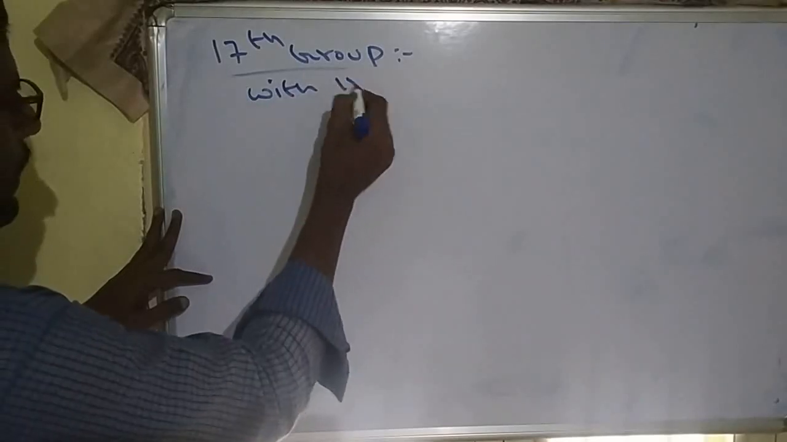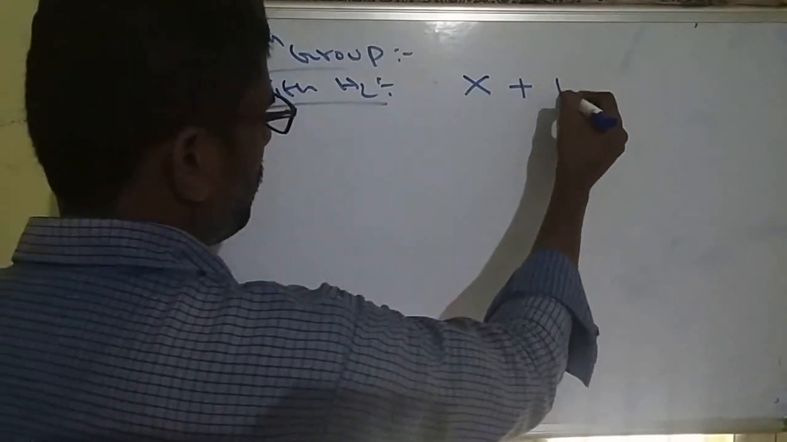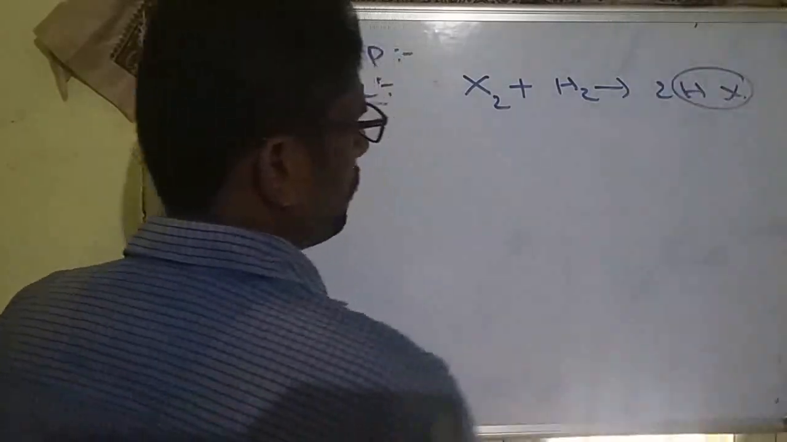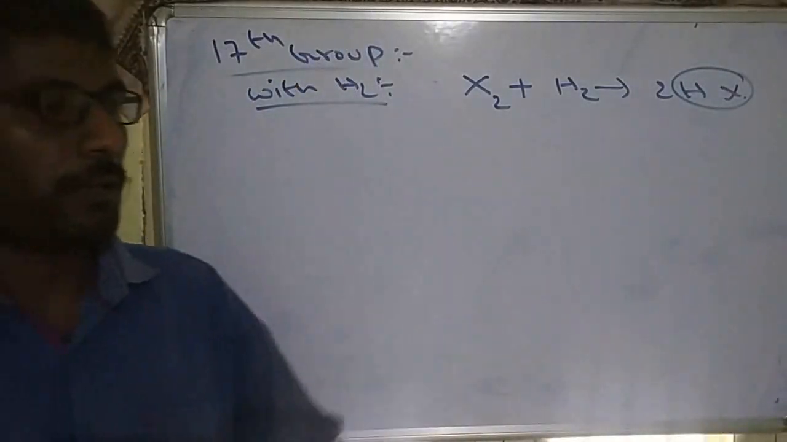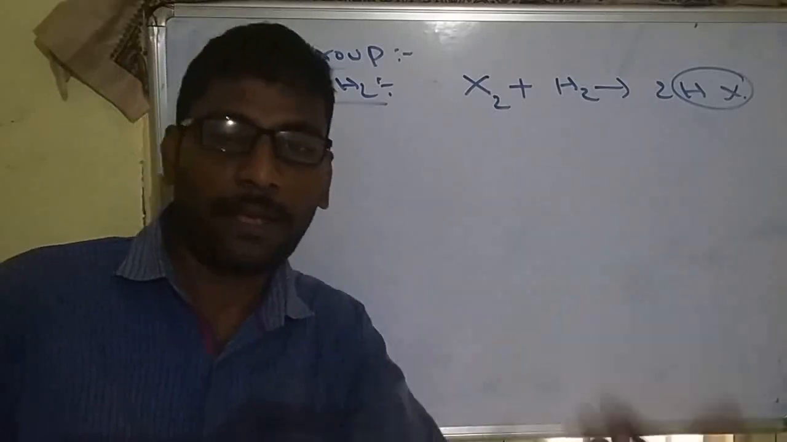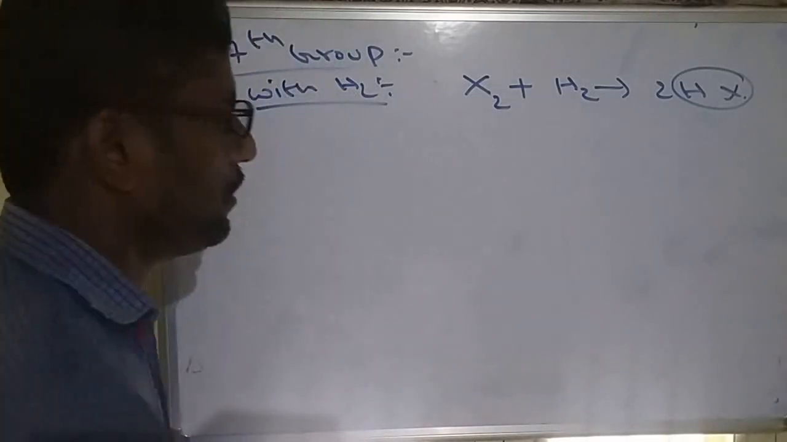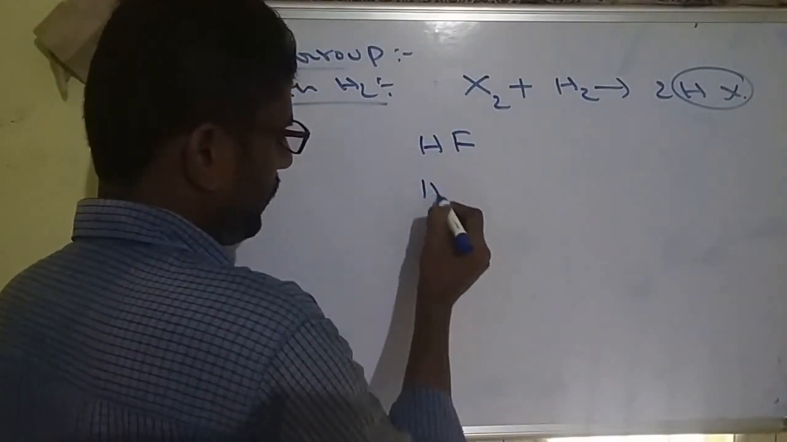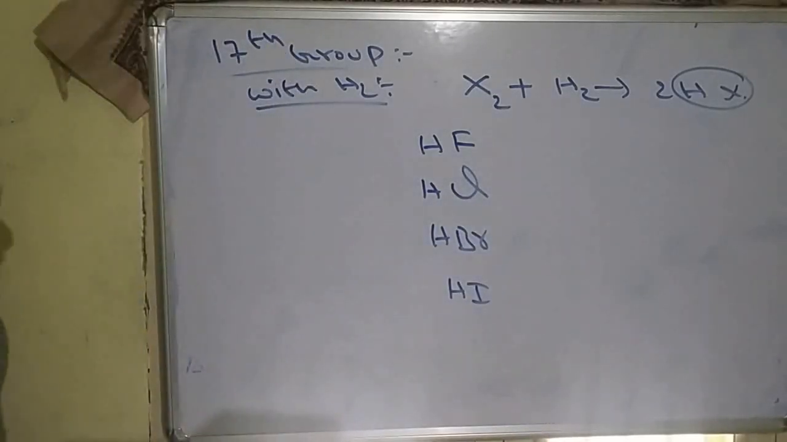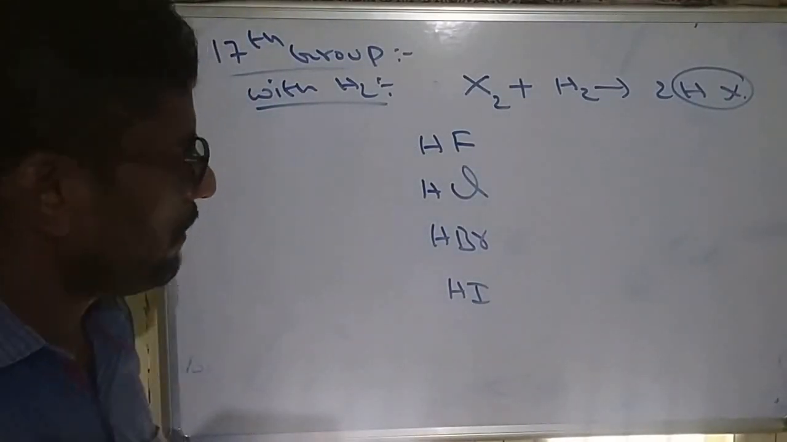First we are combining with hydrogen. So halogen representation will be X2 combines with hydrogen, so 2 moles of HX. This is the hydrogen halide. In the remaining groups, 15 group, 16 group, we call them hydrides, but in the 17th group we call them hydrogen halides, because halogen is highly electronegative, we always call halide, not hydride. So here it can be HF, HCl, HBr, HI. So these are the hydrogen halides of the 17th group.